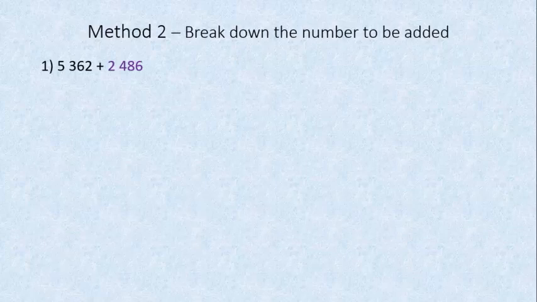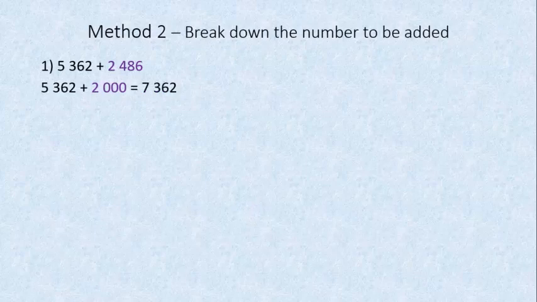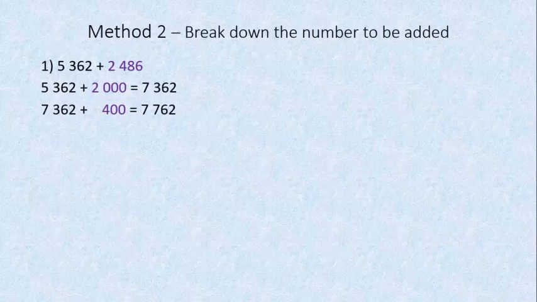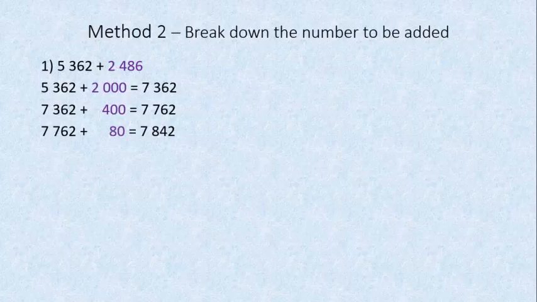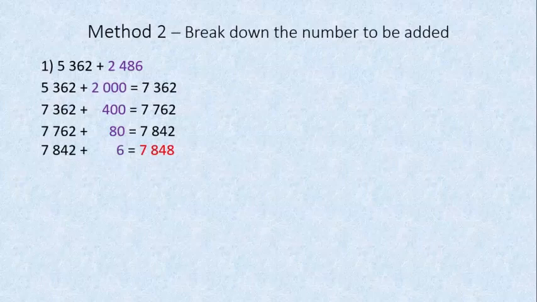5,362 plus 2,486. Break up the 2,000. So 5,362 plus 2,000 equals 7,362. Take that answer and add 400. So it equals 7,762. Take that answer and add 80, which equals 7,842. Add another 6, which equals 7,848 as our final answer.